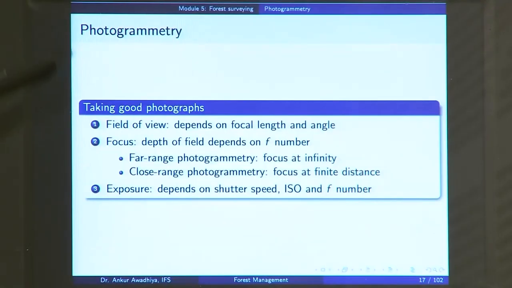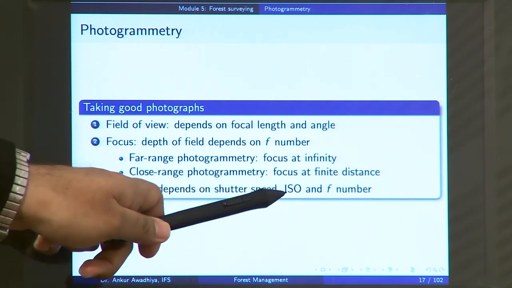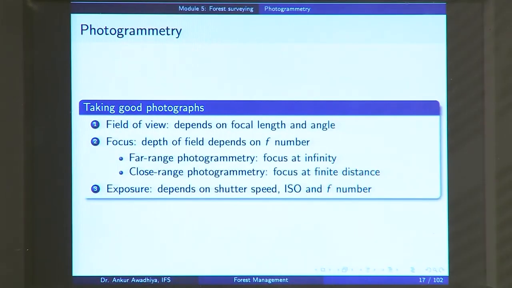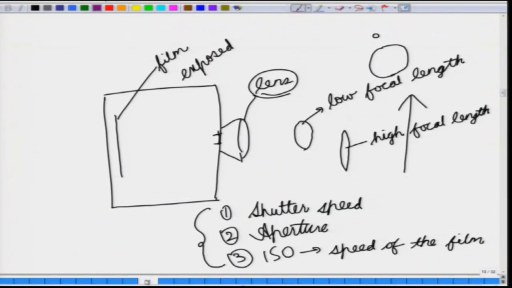Next, when we are taking photographs, we also need to keep in mind the exposure, that as we have seen, depends on the shutter speed, the ISO and the F number. Now, when we say exposure, what we mean is that the amount of light getting inside depends on the aperture and the shutter speed, and the impact it makes depends on the ISO number. So, if you play with all three of these, suppose you have your film at a very high ISO, and you are keeping the aperture open to a large extent, and you are keeping it open for a very long period of time.